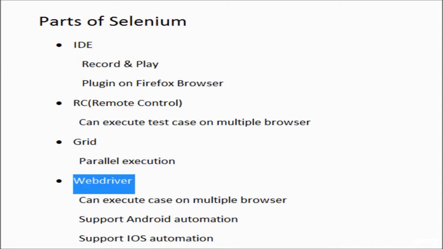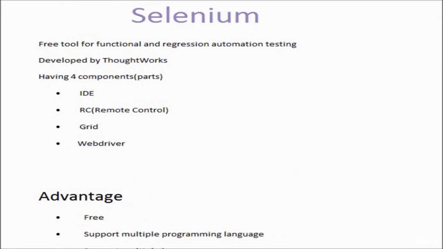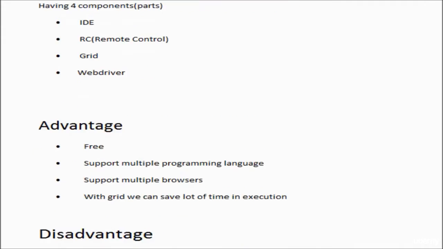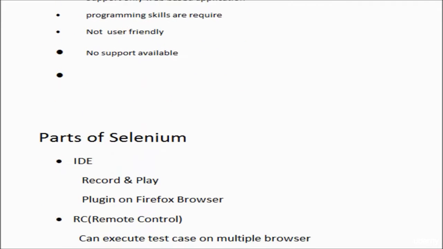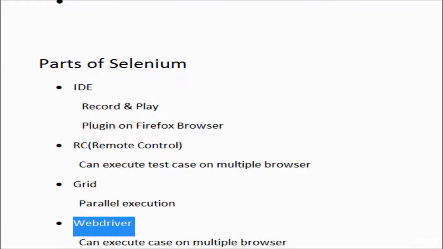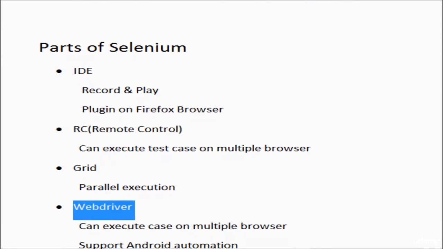In this session, we have seen 4 topics: what is Selenium, advantages of Selenium, disadvantages of Selenium, and then components or parts of Selenium. So that's all we have for this session.